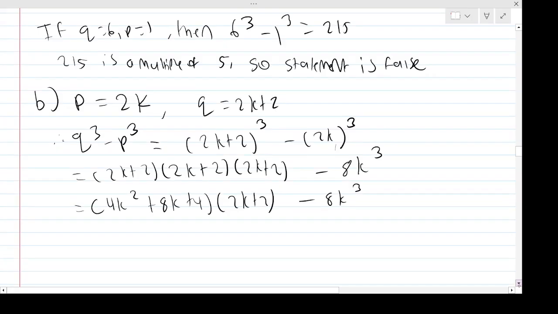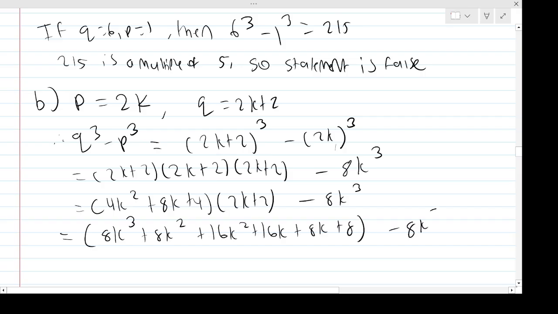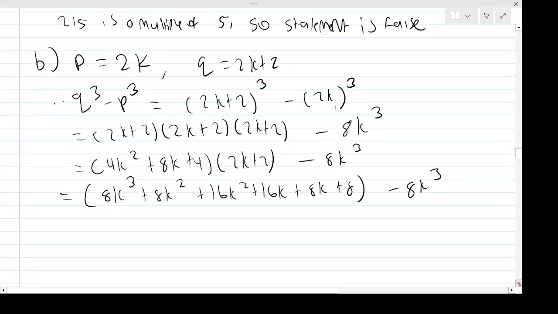If we do that, then we get 8k cubed, and then 4k squared times 2 is 8k squared, then 8k times 2k is plus 16k squared, 8k times 2 is plus 16k, then 4 times 2k is 8k, then 4 times 2 is 8, and then we have the 8k cubed outside. Then we simplify the terms.